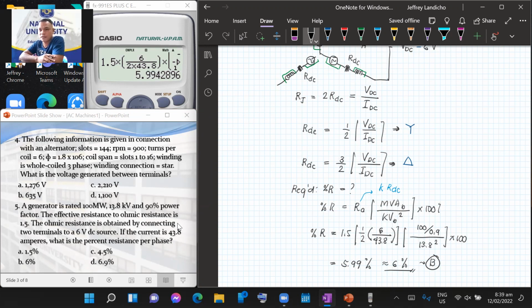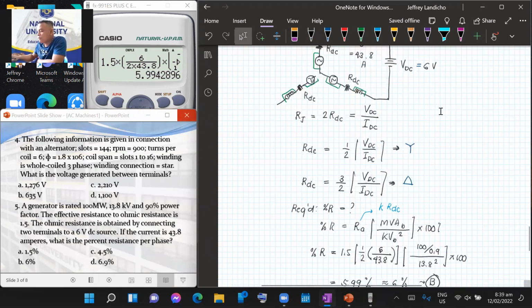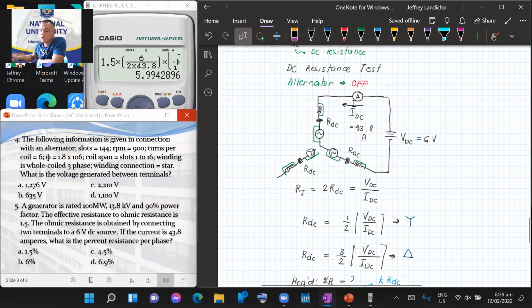Now, pag resistance test lang, hindi sila gumagamit ng DC voltage at ng current. Anong ginagawa lang? Pag resistance test lang, si alternator naka-off. Off pa rin. Anong gagawin? Kukuha lang ng ohmmeter.